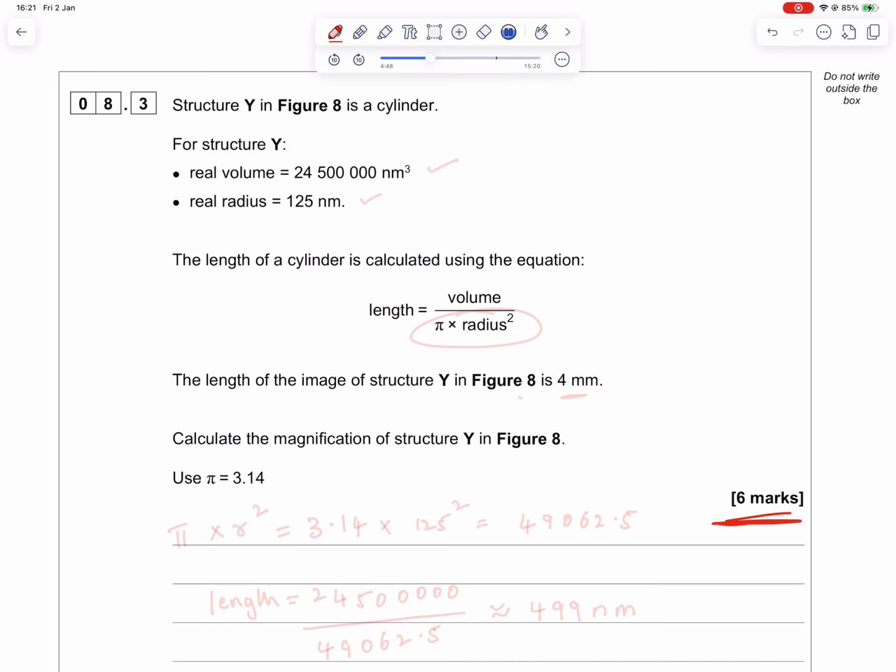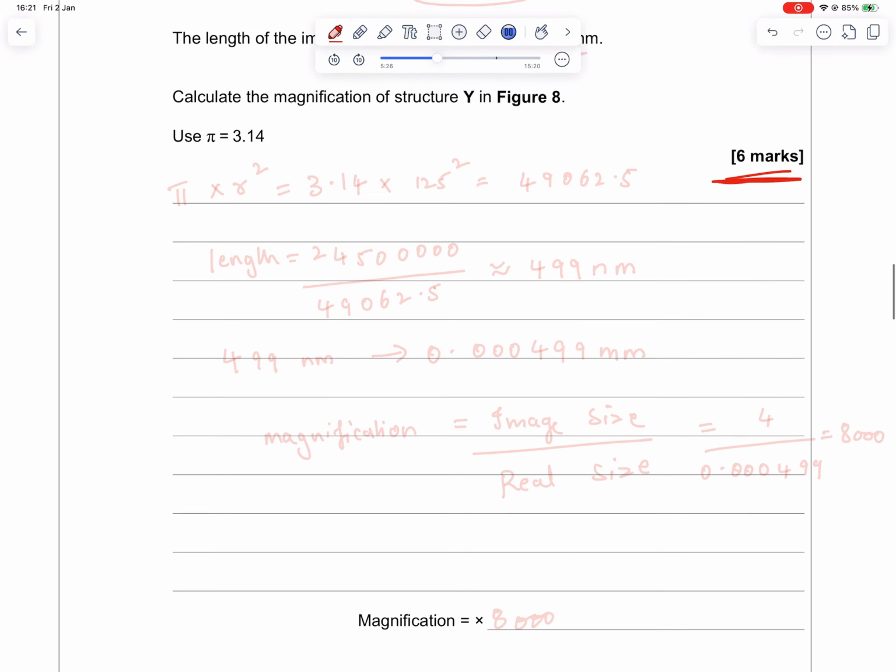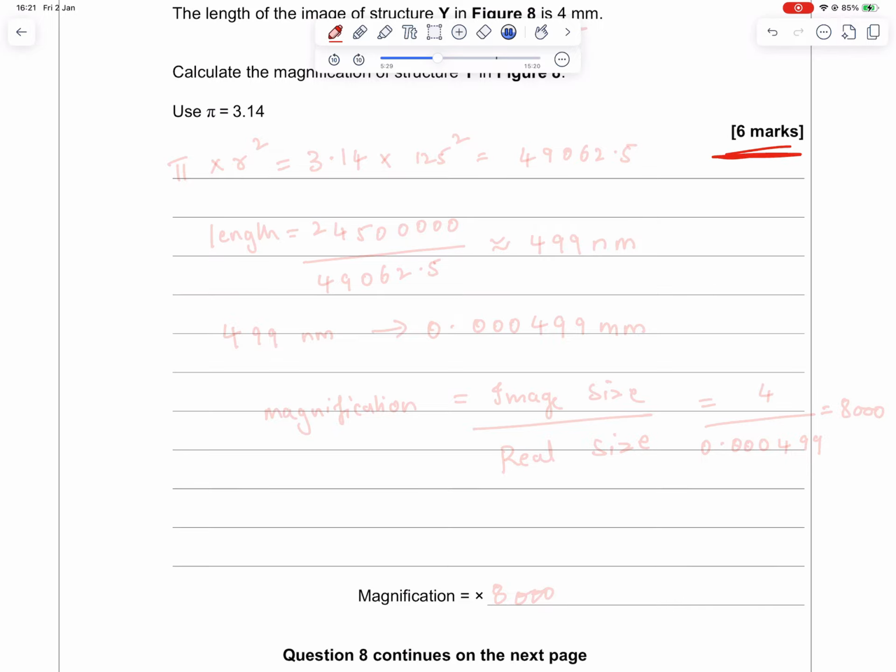Structure Y in figure 8 is a cylinder. For structure Y, the real volume is given in nanometers cubed and the real radius is given in nanometers. The length of a cylinder is calculated using the equation length equals volume over pi times radius squared. The length of the image of structure Y in figure 8 is 4 mm. Calculate the magnification of structure Y in figure 8, using the pi value 3.14. Now, we need to note down the formula and the given values.